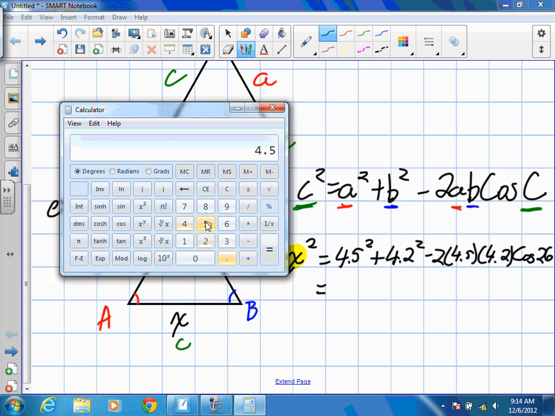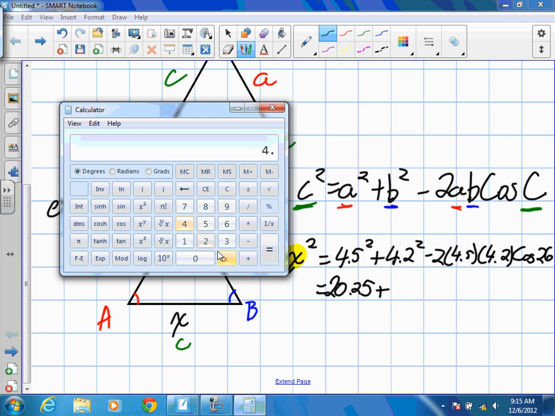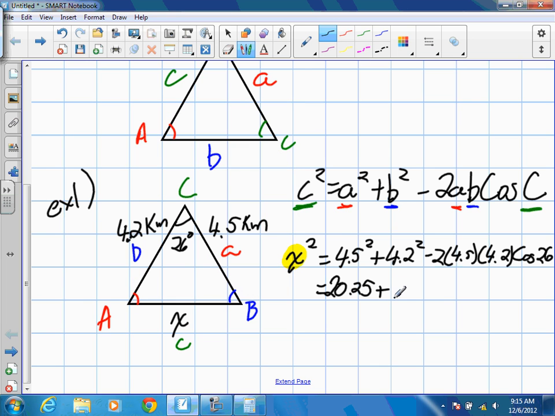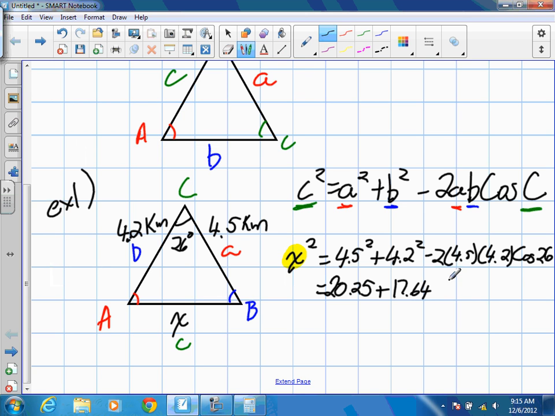4.5 squared, 20.25. Great. Plus 4.2 squared, 17.64. Now, when multiplying this, I want you to see this as -2 multiplied by positive values. So that's like a -2 multiplied by 4.5 multiplied by 4.2. So, -2 times 4.5 times 4.2 is -37.8. Or in other words, subtract 37.8 times. We're still multiplied by our cos 26.